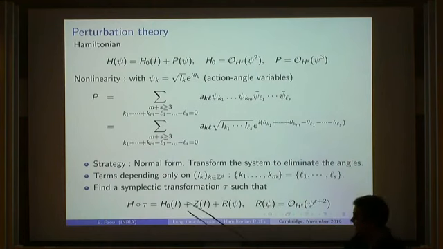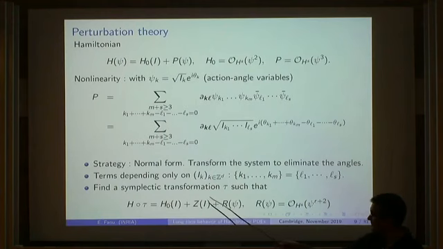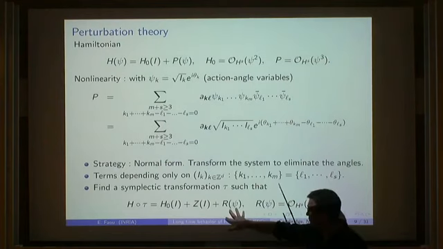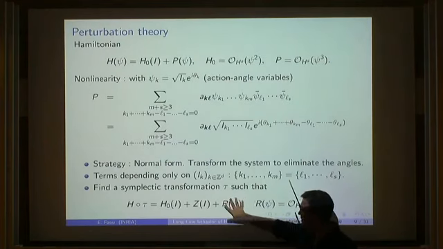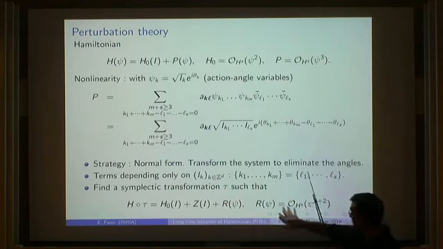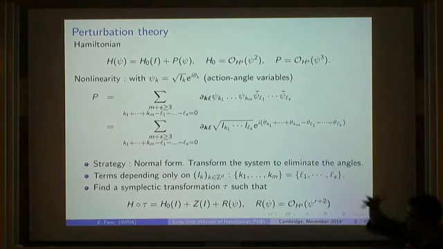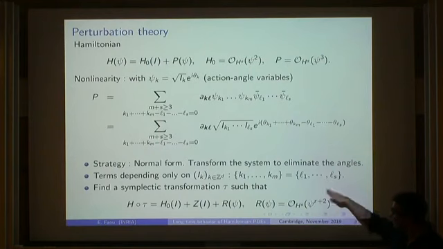And if you have found a symplectic transformation such that you depend only on the actions, then you will have preservation of the HS norm. And of course, you will be able to do this up to some small remainder term. And what you can say is that after r iterations of the process, you can push this remainder to an arbitrary order.